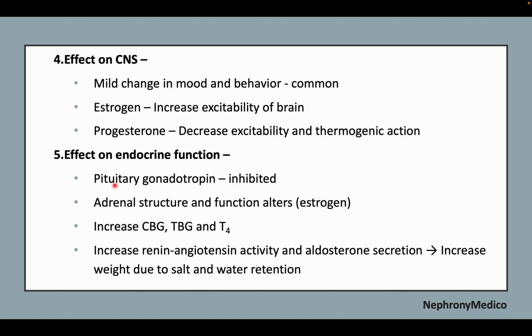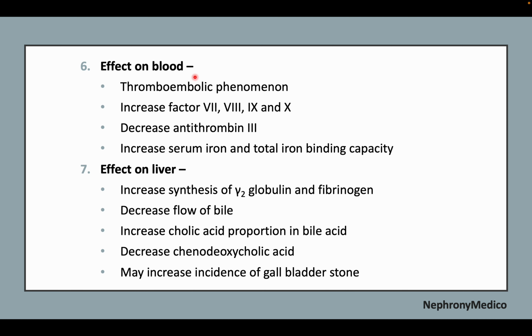Endocrine effects include inhibition of pituitary gonadotropin, alteration of adrenal structure and function, and increase in CBG, TBG and T4, with increased renin-angiotensin activity and aldosterone secretion, leading to increased weight due to salt and water retention. Effect on blood includes thromboembolic phenomena, increase in factors 7, 8, 9 and 10, decreased antithrombin 3, and increased serum iron and total iron binding capacity. On the liver, there is increased synthesis of gamma globulin and fibrinogen, decreased flow of bile, increased cholic acid proportion in bile, and decreased chenodeoxycholic acid, causing increased incidence of gallbladder stones.